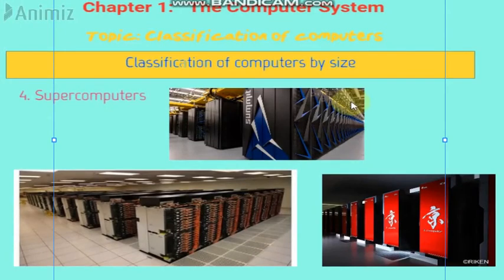So the other type of computers are called supercomputers. This is the fifth type of category, supercomputers. Supercomputers are the biggest and the most powerful computers. They often occupy whole rooms. As you can see in the pictures, they are so huge and they are taking almost the whole room. They can process trillions of instructions per second.